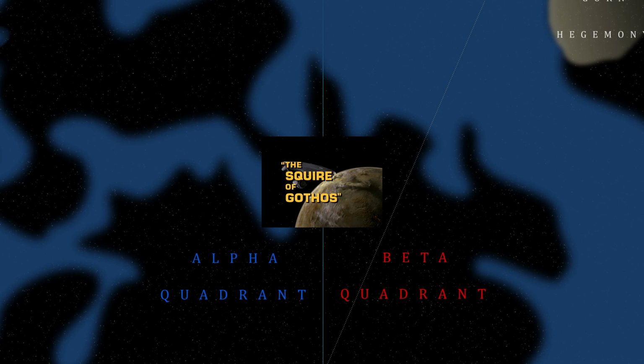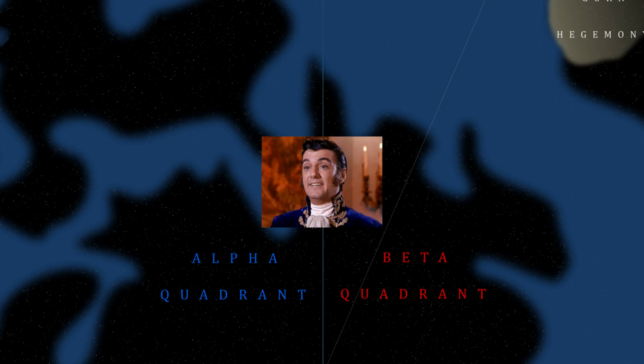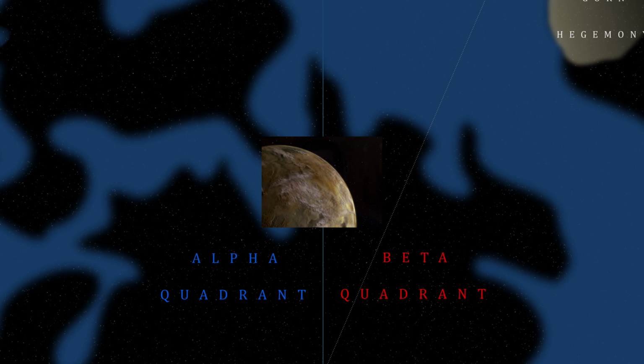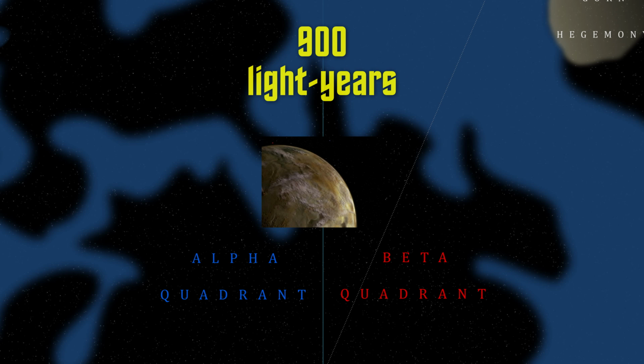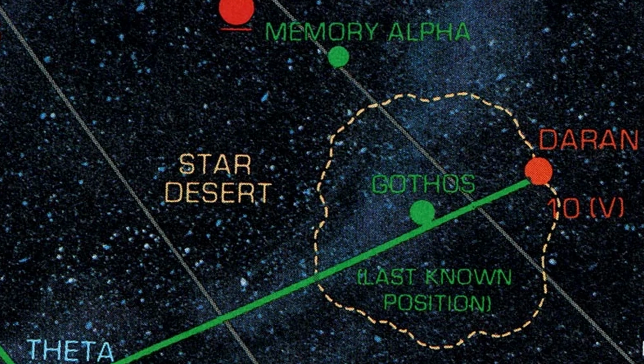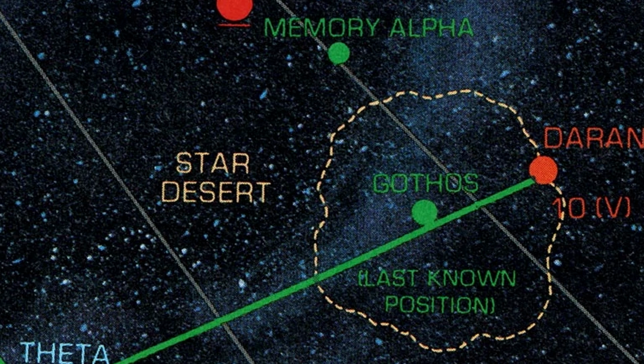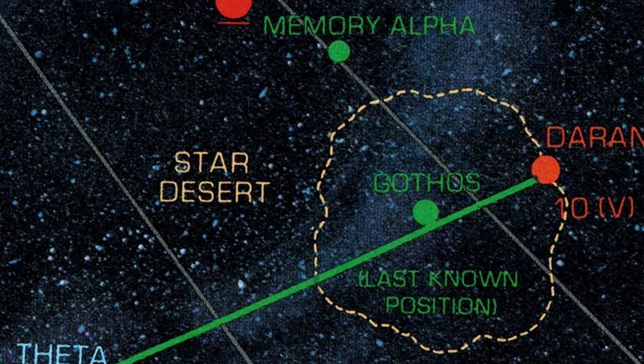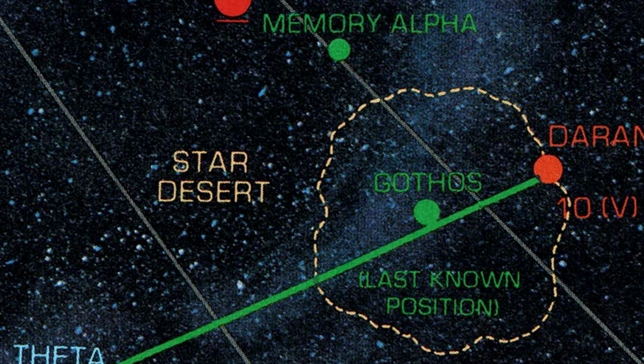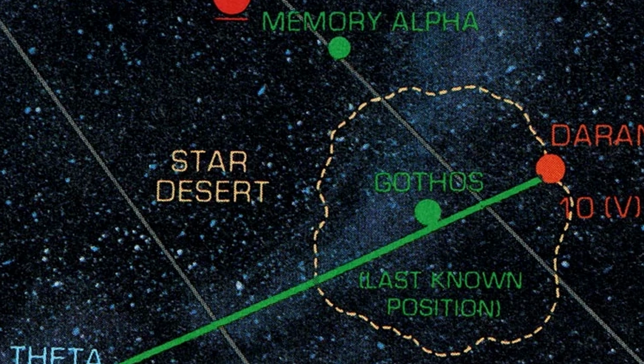Episode 18, The Squire of Gothos, introduces the Q-like alien Trelane, inhabiting the rogue planet Gothos, which resides on the other side of a star desert 900 light-years from Earth near Beta 6. Maps places this vaguely in what I'd call the Beta Quadrant, a few degrees in the sky away from Darren 5, which itself is placed halfway between Memory Alpha and the Romulan Neutral Zone.